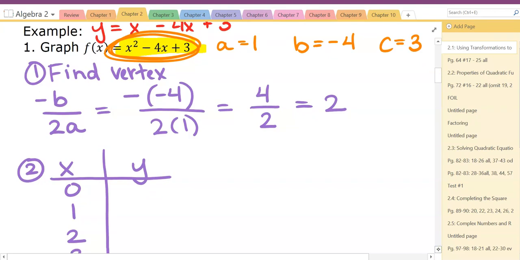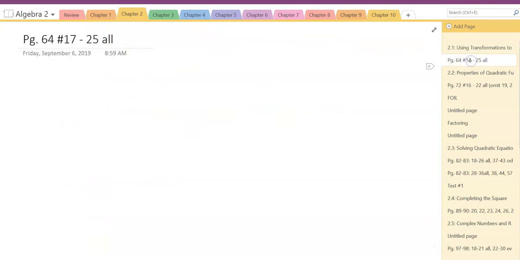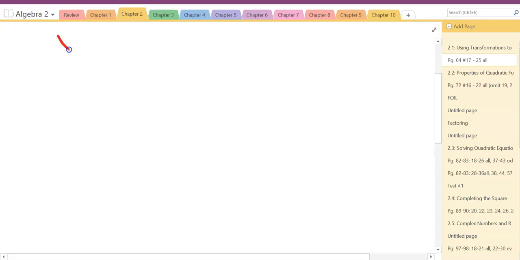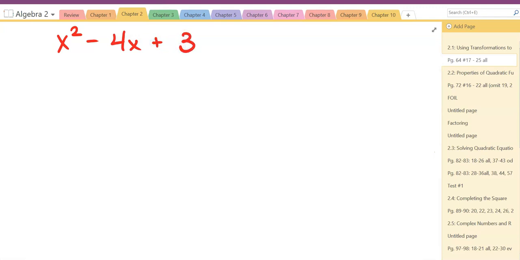So if you have a calculator and you're typing it in kind of the longhand, I'm going to just go to a different page so I have some room to show you guys this. So let's see here. That equation said x squared minus 4x plus 3. If you have just a regular calculator, what you can do is plug in those points.